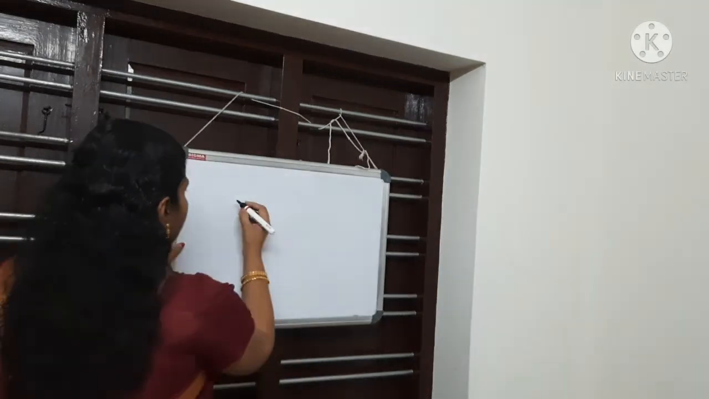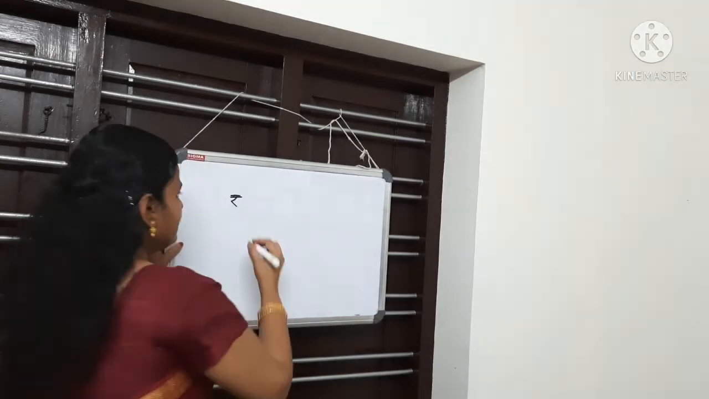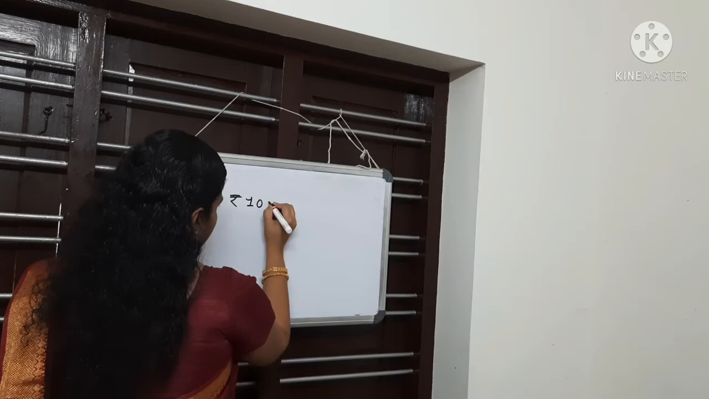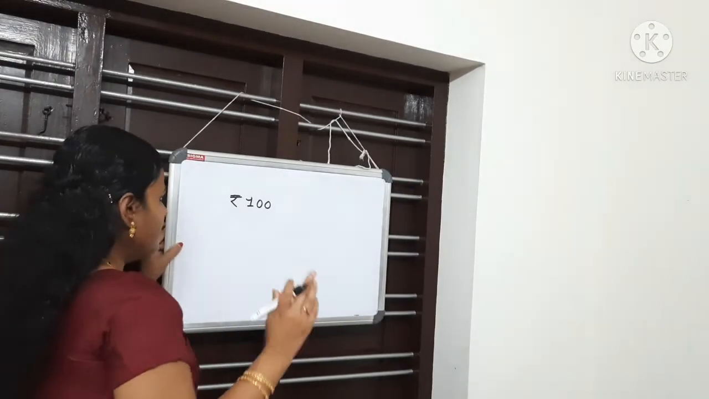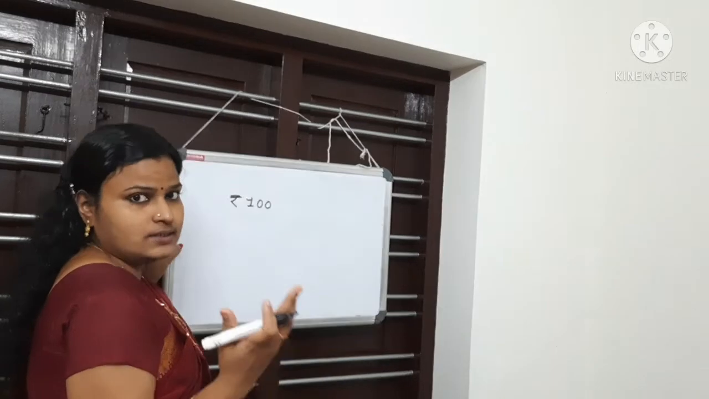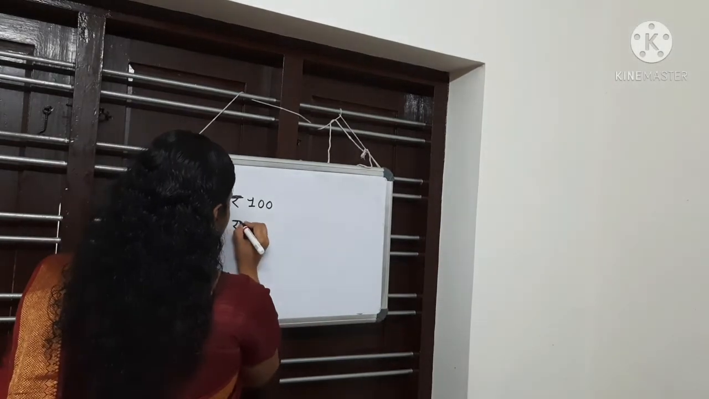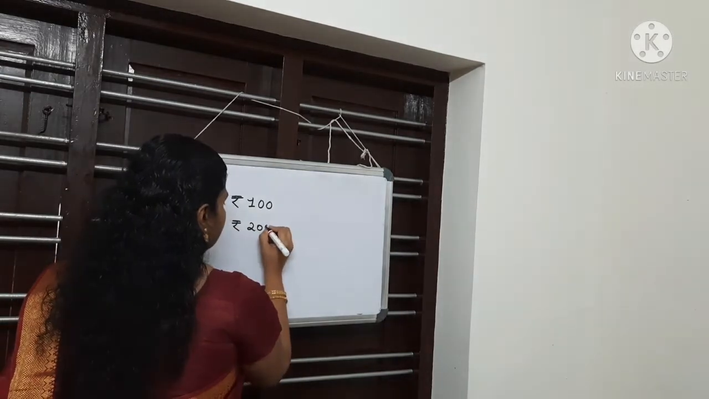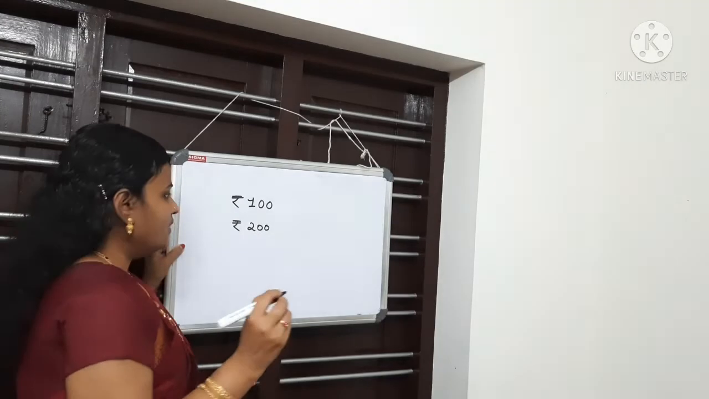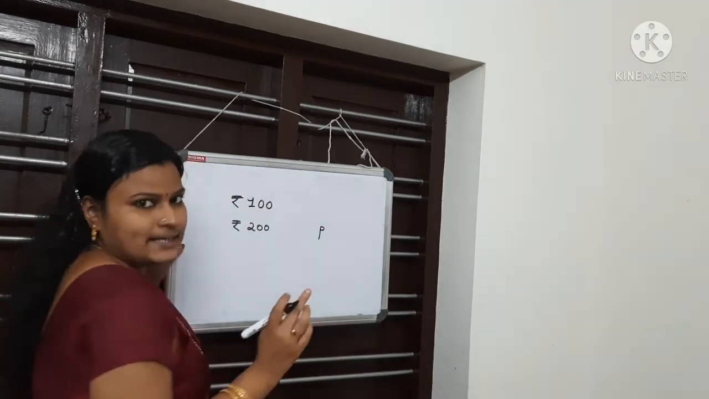Now, let us see how to represent 100 rupees. So, first you should put the symbol for Indian rupee, then write 100. So, this is how we represent 100 rupees. Okay? Suppose you want to represent 200 rupees. What will you do? You have to put the rupee symbol, then write 200. Very simple, right?